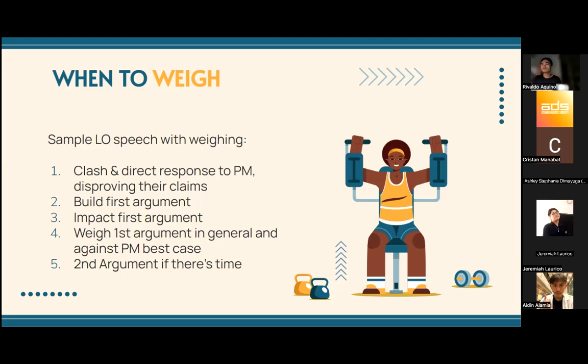Okay. For me, I'm the type of speaker to prioritize this weighing before the second argument. But maybe you might want, based on your own style, to run 2 arguments first and then do the weighing. But it's generally good to make sure you have time in your speech to weigh, because oftentimes when people try to run a lot of material, it's usually 2 half-baked arguments with incomplete weighing. And that is a lot less strategic than 1 argument with really good weighing.